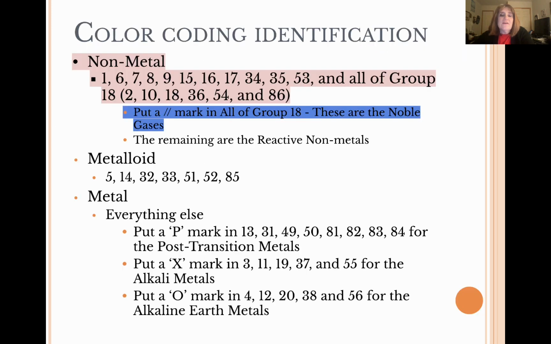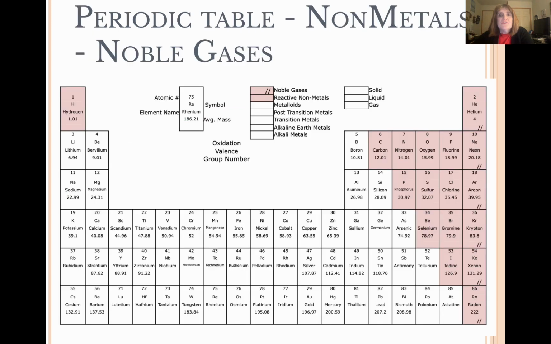Now with a pen, you want to put a double backslash in all of group 18. Those are your noble gases. So at the top of your periodic table where it says noble gases, put a double backslash, and then in the bottom right-hand corner of each of these, put a double backslash. Those will indicate your noble gases.